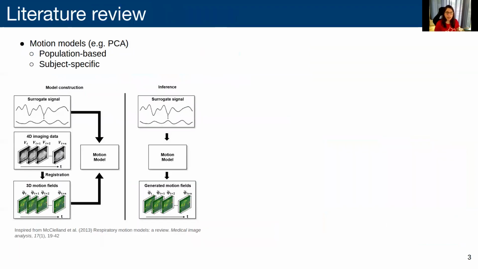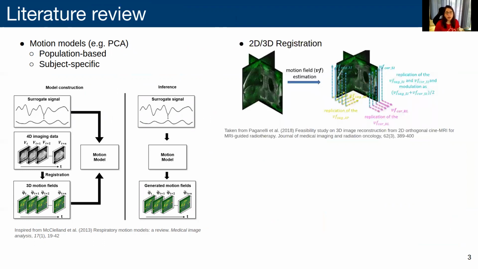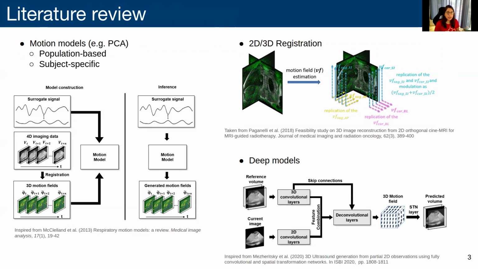Principal component analysis has been widely explored to create respiratory motion models, whether population-based or subject-specific. These models allow to relate high-dimensional deformations with partial observations acquired during treatment, known as surrogates. On the other hand, 2D to 3D deformable registration has also been proposed to derive volumetric information using a static reference volume and real-time images. Presently, deep learning-based architectures have been introduced for the same modeling purpose.